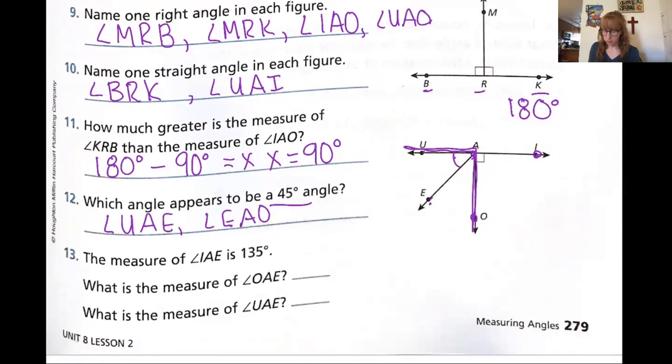And finally, they ask, what is the measure of angle IAE? So we'll erase some of this. Angle IAE, so this purple angle, is 135 degrees. What is the measure of angle OAE? OAE. What is the measure of the angle UAE? UAE.